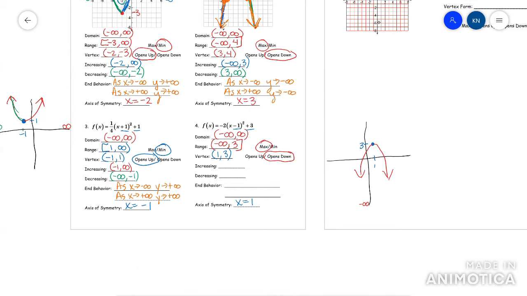Now, this first section of line here, this blue section, would be increasing from an x value of negative infinity to positive 1. So I'm increasing from negative infinity to 1. And then this green section here would be decreasing from an x value of 1 to positive infinity.